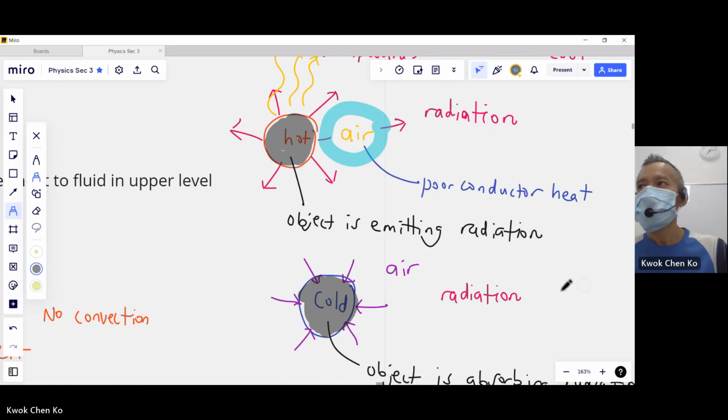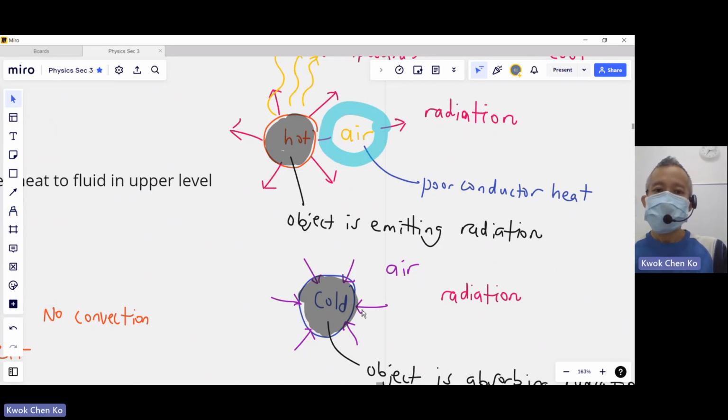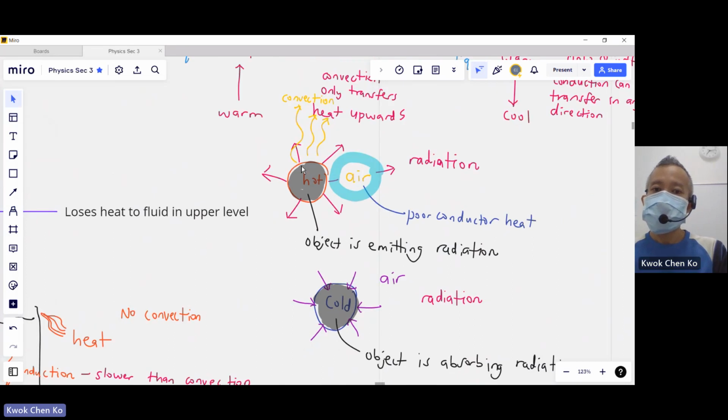I'll reverse. If it's white, then it's a poor emitter. If this is white, then it's a poor absorber. Simple as that. Likewise for texture, if this one is rough, it's a good emitter. If this one is rough, then it's a good absorber.